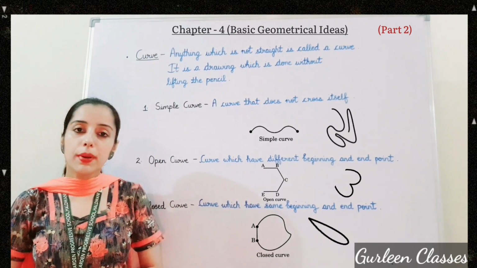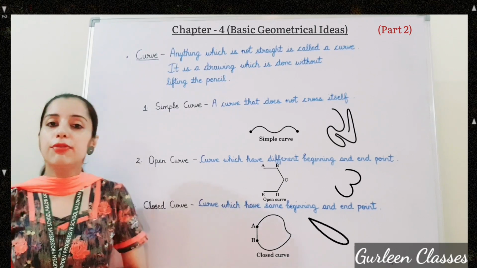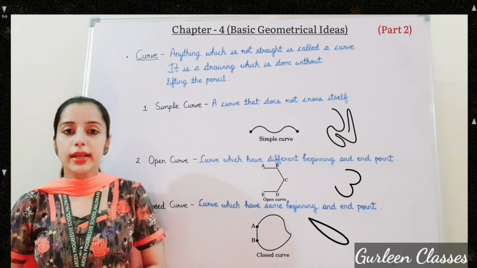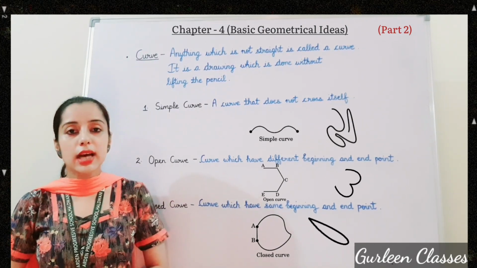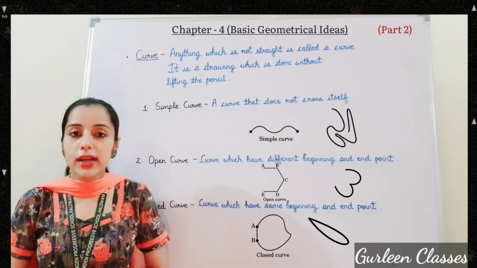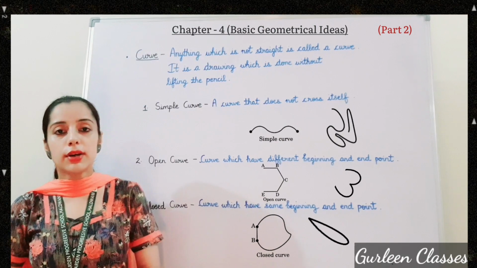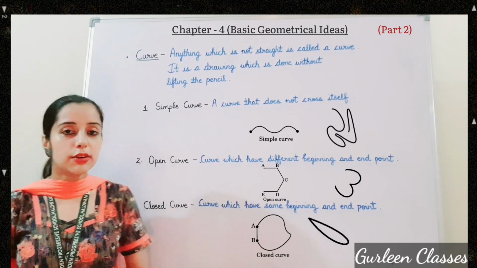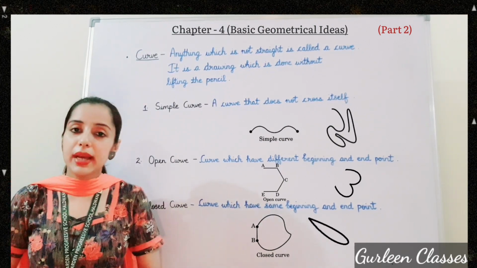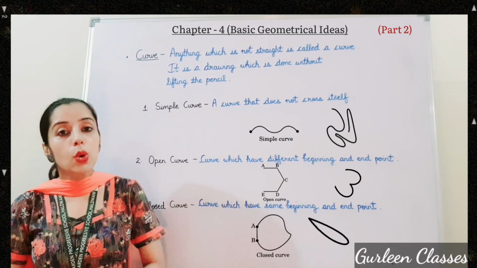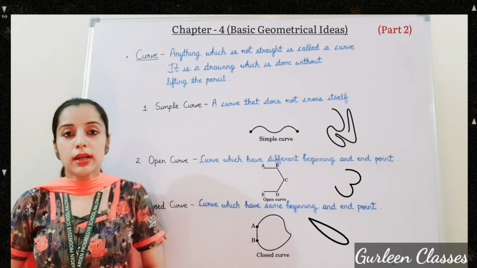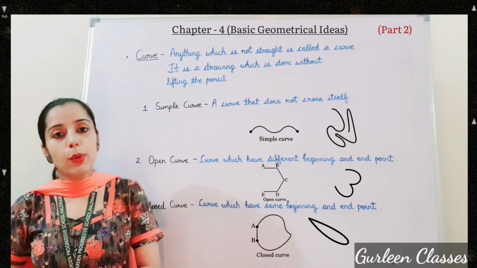Number two, open curve. A curve which has different beginning and end points. Students, open curves are open. Their end points do not meet. So that is an example of open curve. Number three, closed curve. A curve which has the same beginning and end point. Closed curves are enclosed figures. Their starting and end point is the same.